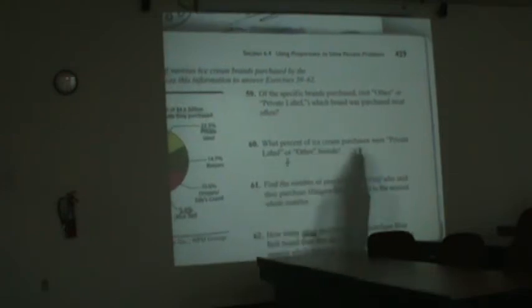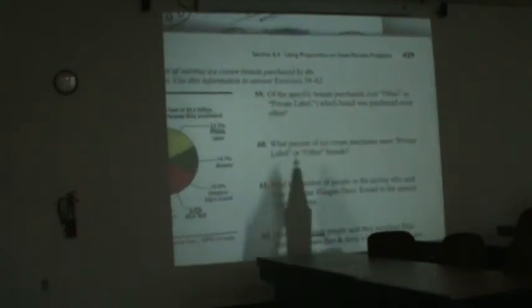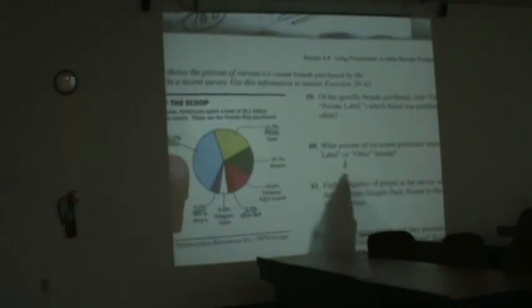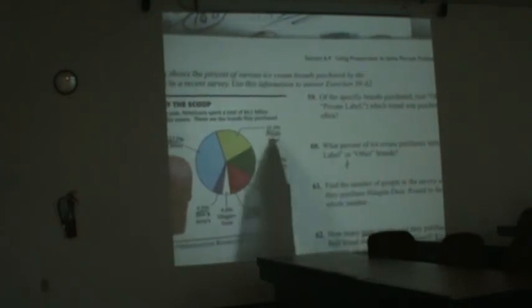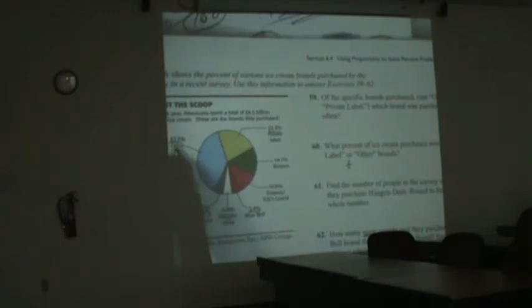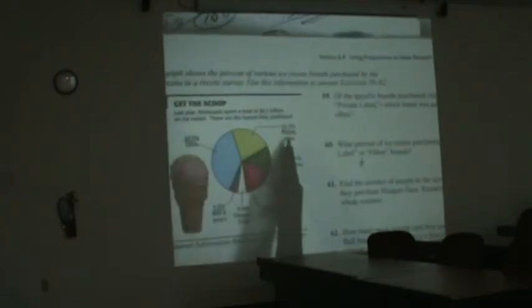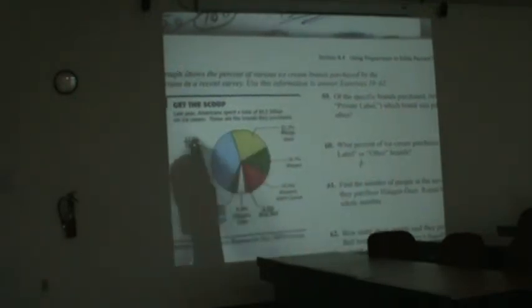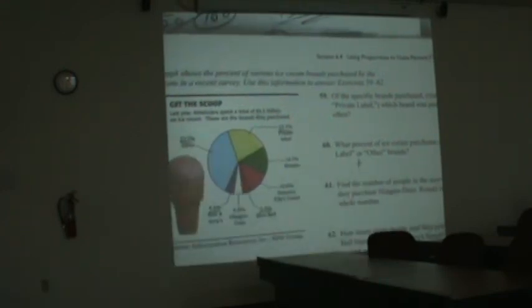Okay, on this one it says what percent of the ice cream purchases were private label or the other brands? You're going to add both of those together because you have private label and you have other. So just take those 2% and add them. That would be how many, what percent is that and that? Because that's a percent and that's a percent. Just add them together. Okay?